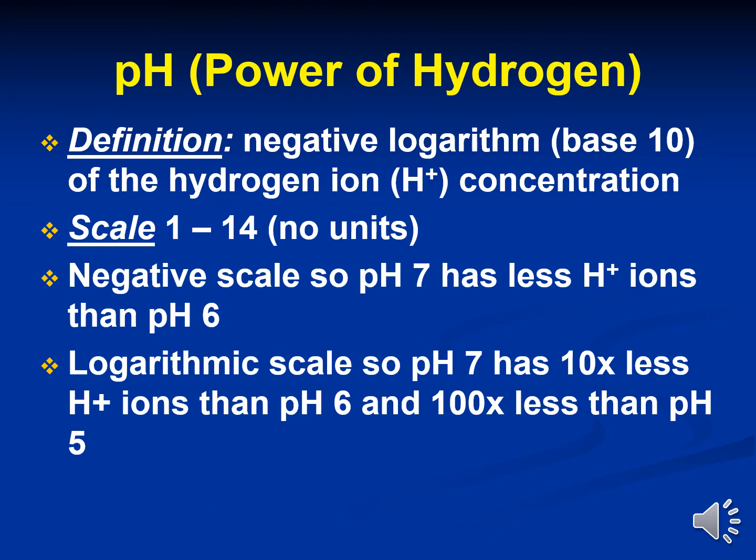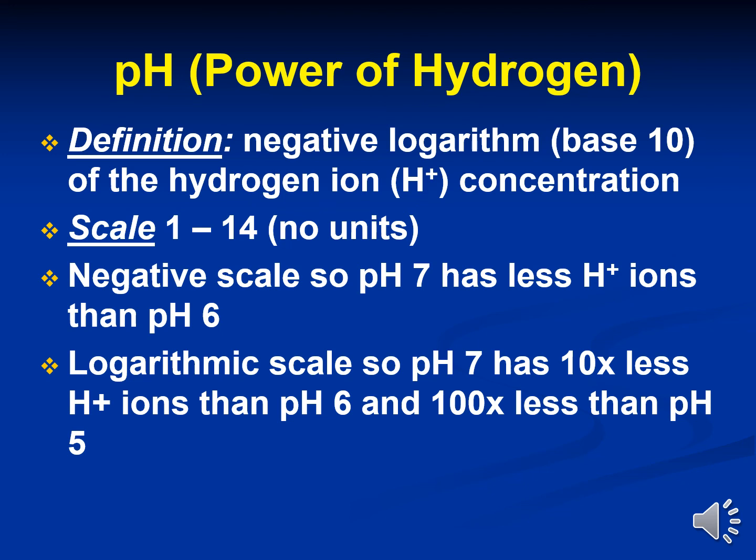pH stands for the power of hydrogen. It is the negative logarithm of the concentration of hydrogen ions, symbolized by H+, in the water. It is a negative scale from 1 to 14, with 1 having the highest amount of hydrogen ions, called acidic, and 14 having the lowest hydrogen ion concentration, called basic.